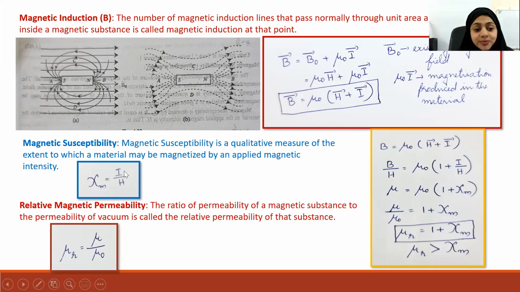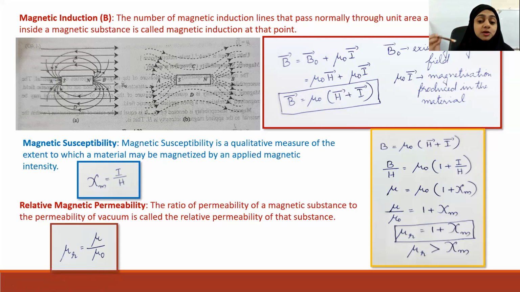So chi m, that is magnetic susceptibility, is equal to I by H. I is the intensity of magnetization, the magnetization produced in the material by the applied magnetic intensity. So the more the magnetization produced per applied magnetic intensity, the more will be the susceptibility.